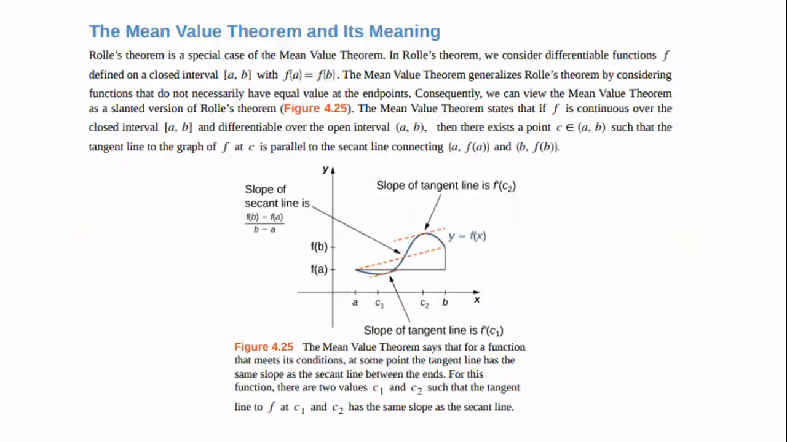Okay, now next is the mean value theorem and its meaning. So what do you know about mean value theorem? So as for mean value theorem is, Rolle's theorem is a special case of mean value theorem. Okay, so this is important regarding an MCQ. So Rolle's theorem is a special case of mean value theorem. In Rolle's theorem, we consider differentiable function defined on an interval a and b with function value f of a equals to f of b. Okay, the mean value theorem generalized Rolle's theorem by considering functions that do not necessarily have equal values.